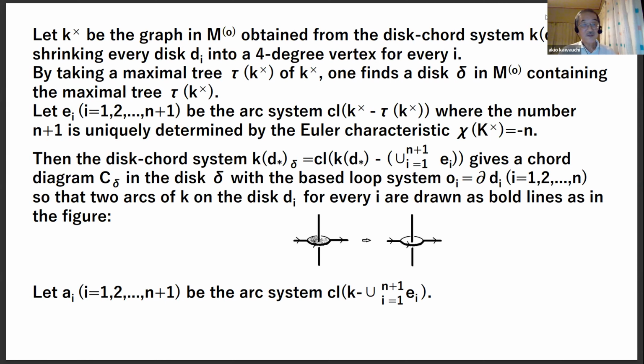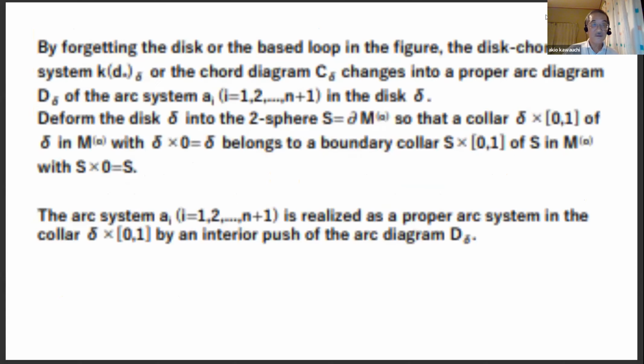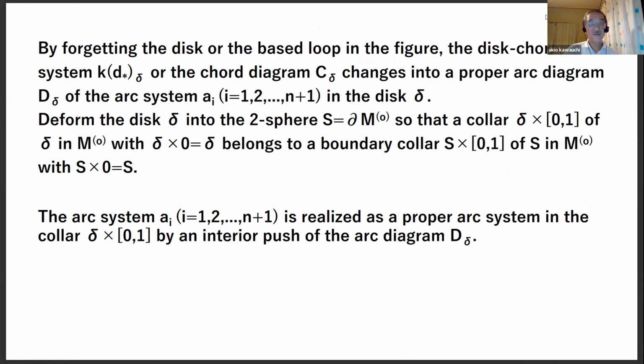The disk code system K D star delta is just removing the E star. Okay, give the code diagram C delta in the disk delta with base point, the basic loop system, so that the two arcs of K on the disk for every i are drawn like that. Let Ai be the arc system of the complement of E star. By forgetting the disk or the basic loop in the figure, the disk code system K D star delta or the code diagram C delta changes into a proper arc diagram, the delta of the arc system Ai in the disk.